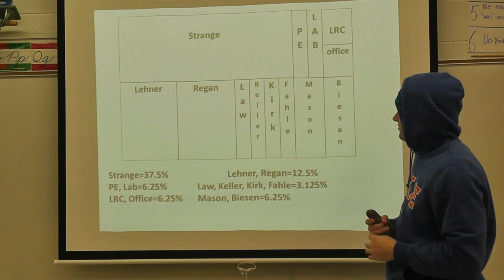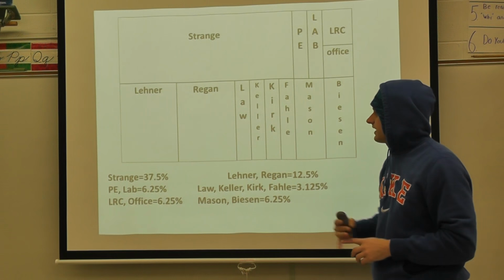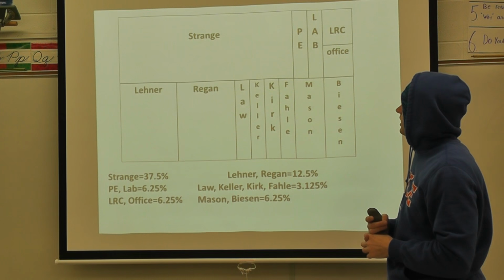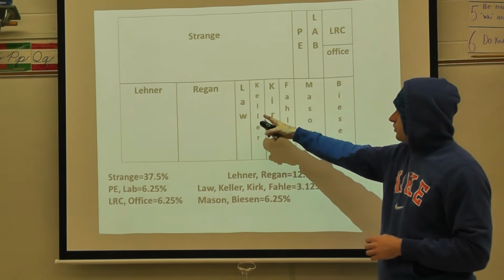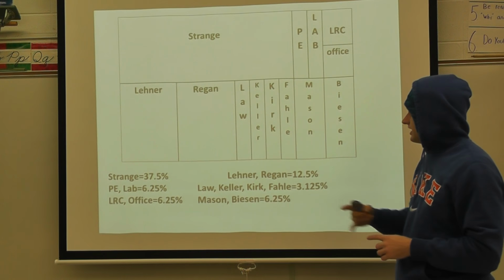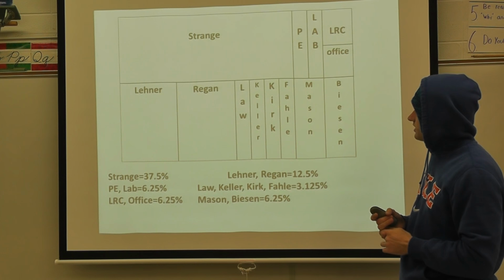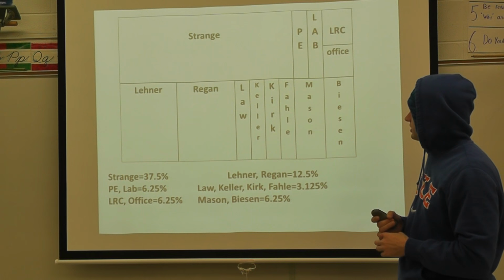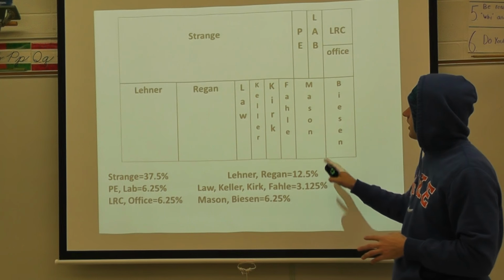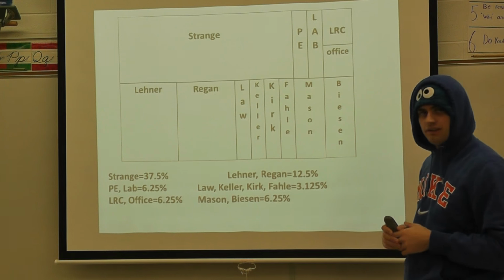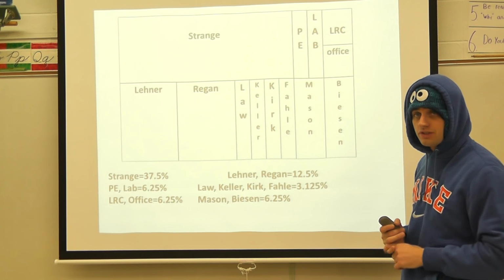Mr. Lehner and Mrs. Regan, they each have 12.5%. This is going to be 25% here on the side. And then Miss Law, Miss Kirk, Miss Valley, they're going to have 3.125%. Mrs. Mason and Mrs. Beeson are going to have 6.25%. So that each one of these sides here would equal 25%.